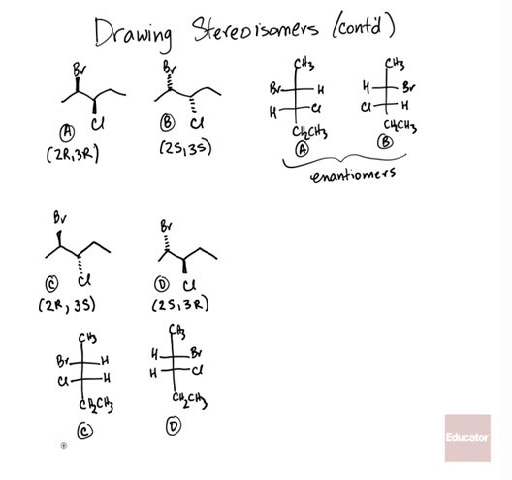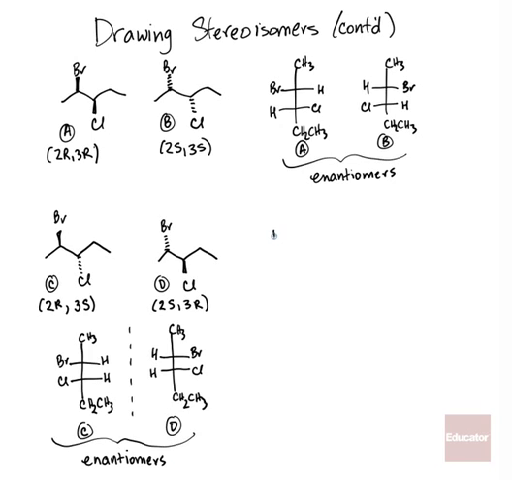Okay, so what is the relationship then between these next two stereoisomers that we've drawn? Looks like their configurations have changed. We've gone from RS to SR. Looks like they are mirror images of each other that are non-superimposable. And yep, you might guess that these are also enantiomers. So we have another pair of enantiomers. So these are all the stereoisomers of 2-bromo-3-chloropentane.